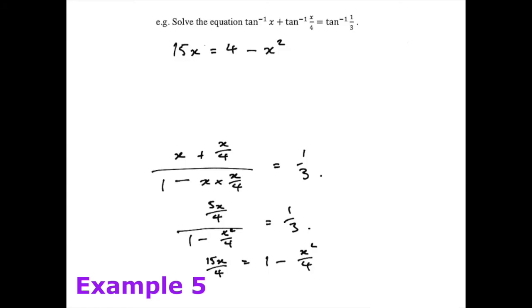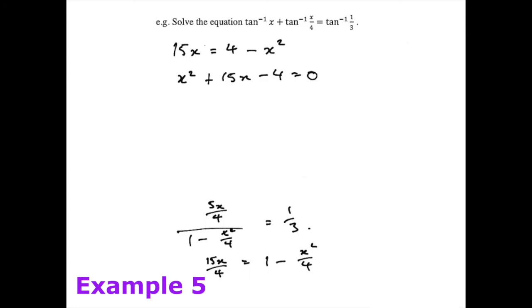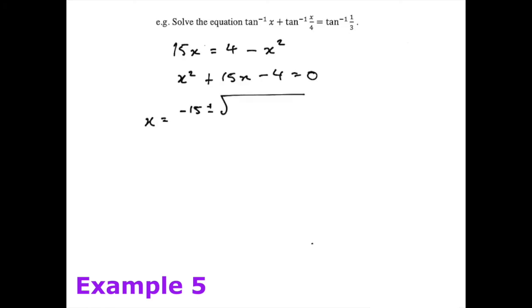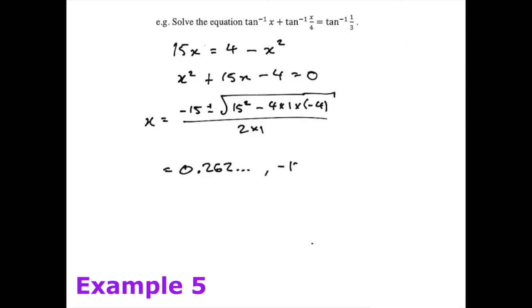Okay, so this is a quadratic, so I want to take everything to one side. x squared plus 15x minus 4 equals 0. Have a think about that. Can I factorize? The answer is no, but I can use the quadratic formula, so it'll be x equals negative 15 plus or minus the square root of 15 squared minus 4 times 1 times negative 4, over 2 times 1, and using your calculator, 0.262 and negative 15.262.